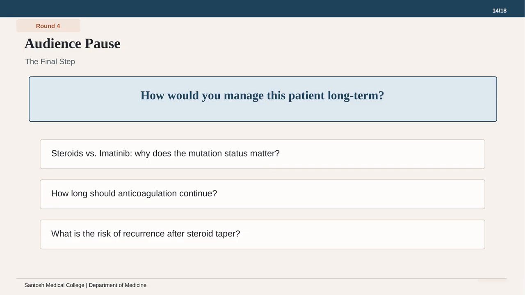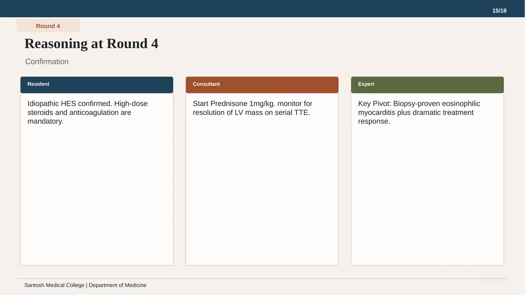Let us review the final consensus from our simulated medical team. Looking at the final reasoning on this slide, all 3 agents are fully aligned on the management plan. On the left, the resident confirms that with idiopathic hypereosinophilic syndrome established, high-dose steroids and therapeutic anticoagulation are absolutely mandatory.